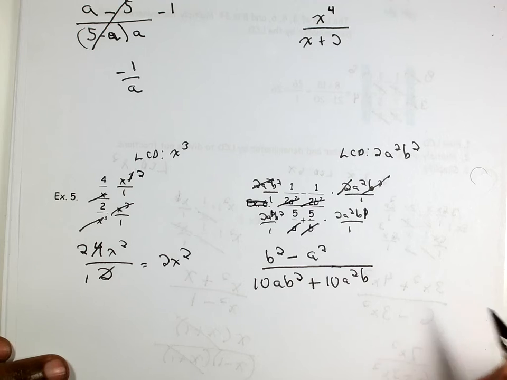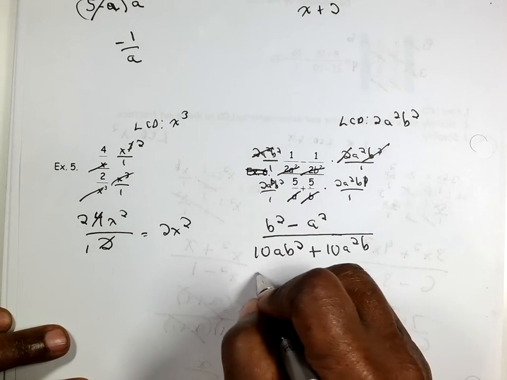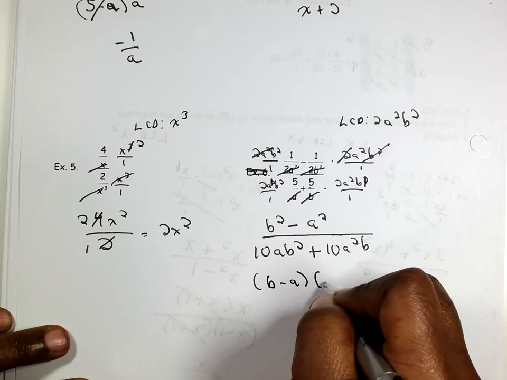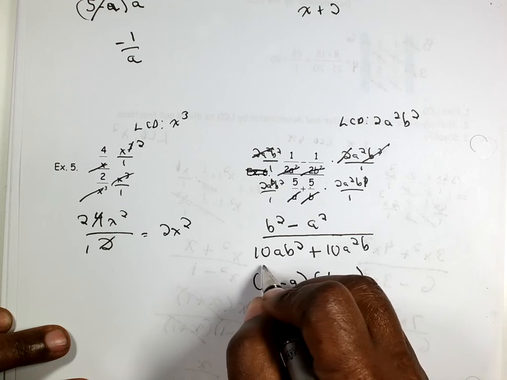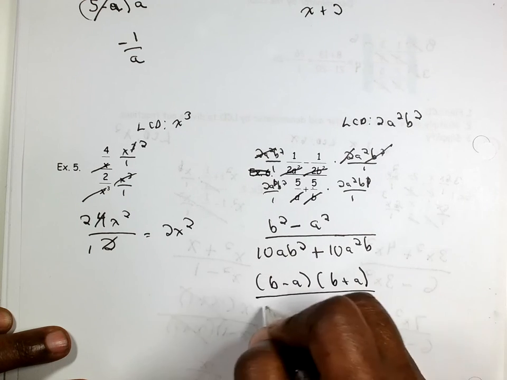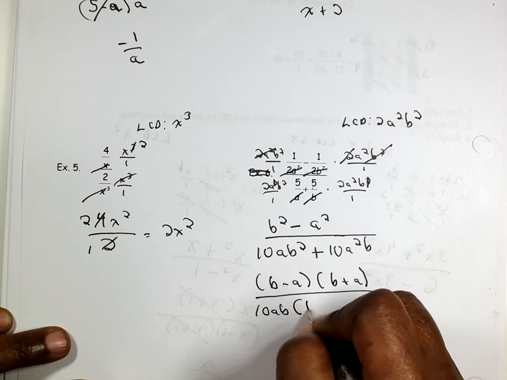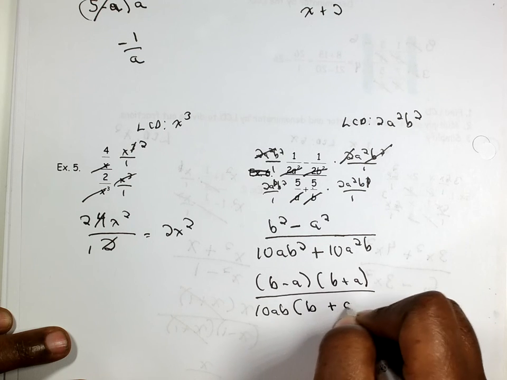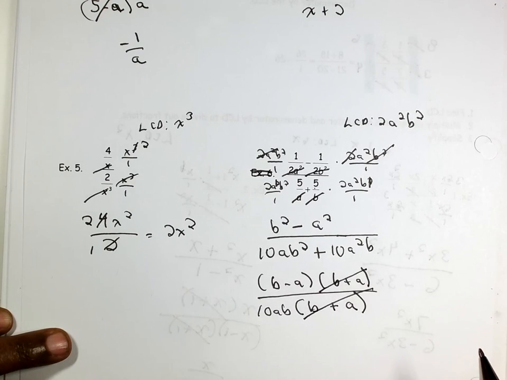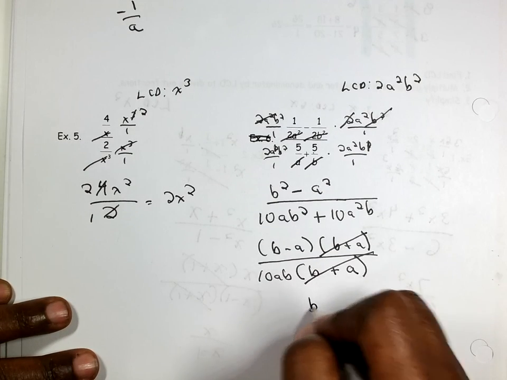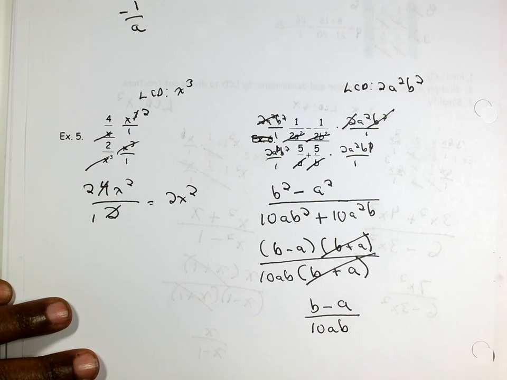So, there's a lot going on there. I'm going to factor it. I have the difference of two perfect squares on top. So, b minus a times b plus a. I can take out a 10ab on the bottom. And then I'm left with a b there and an a there. So these two are the same. They simplify out. So my final is b minus a over 10ab.